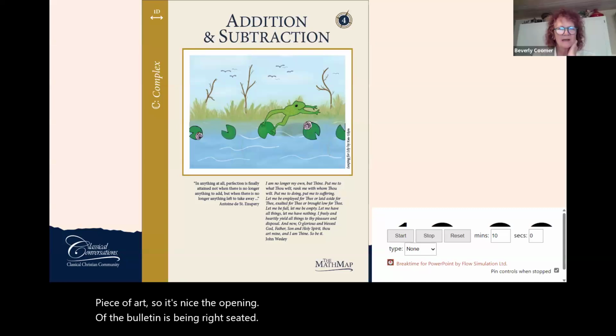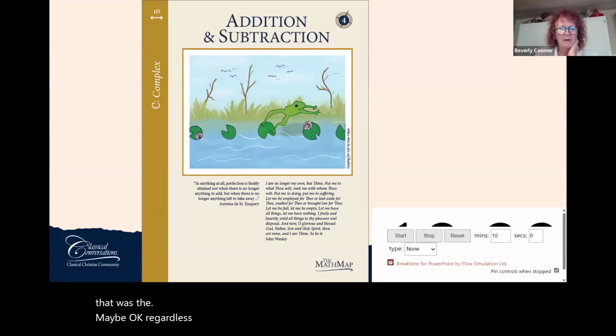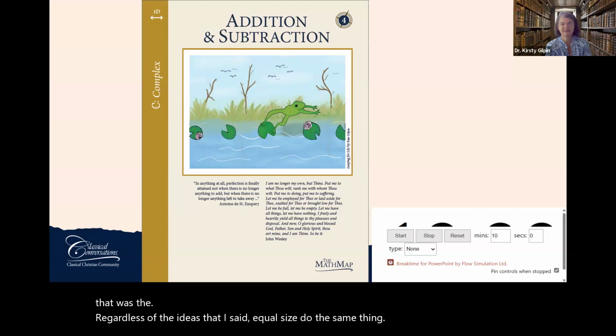I noticed that the trees or the branches are reflected as mirror images in the water. So maybe that would relate to the commutative law, maybe, regardless of that, even if you mirror the ideas on either side of the equal sign, they're the same thing. Great.